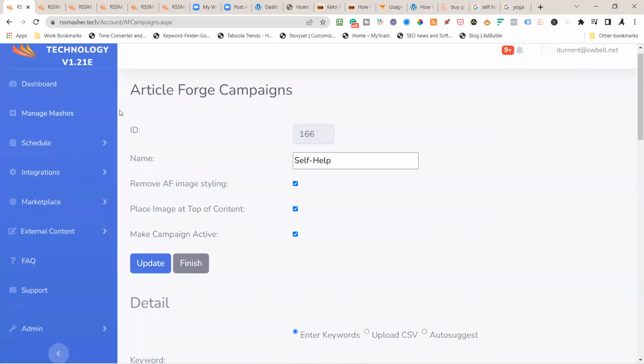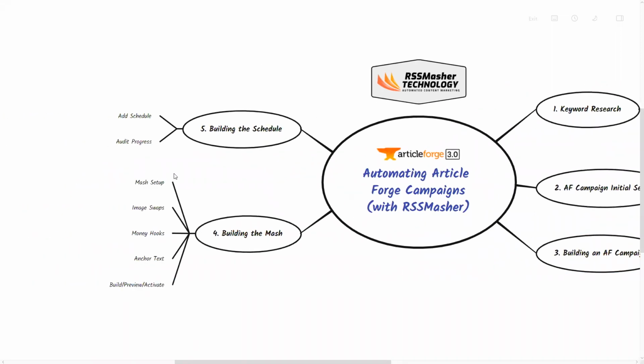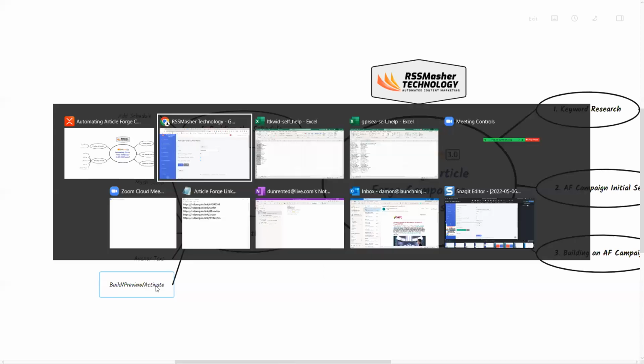Okay. Now I'm going to come back into this and let's look at our schedule again. Building the AF content, we've already done that. We did the match setup, we did image swaps. I showed you how to do money hooks and anchor text, and build, preview, and activate. I do this all the time, build, preview, and activate. I want it to build and look exactly like I want it before I activate it, so I may do several of these like you just saw before I actually activate. You have to activate it before the schedule can actually see it.